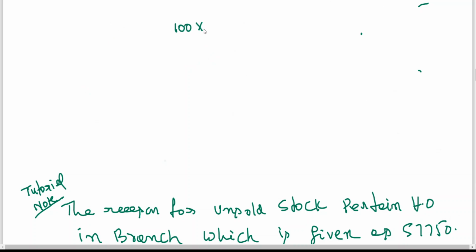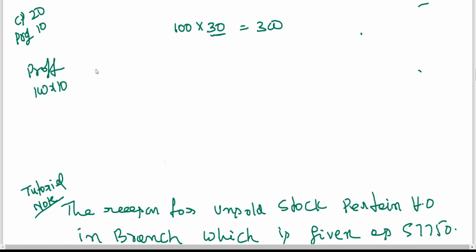100 units, 30 rupees selling price. Cost price say 20, profit say 10. 100 into 30 is 3,000. What is the profit? Assuming all goods have been sent, profit is 100 into 10, that is 1,000 rupees profit. This is for head office. I'm not writing purchase, etc., just to tell you the profit. Profit for head office is how much?